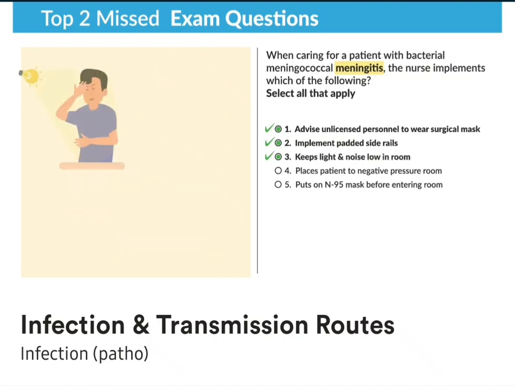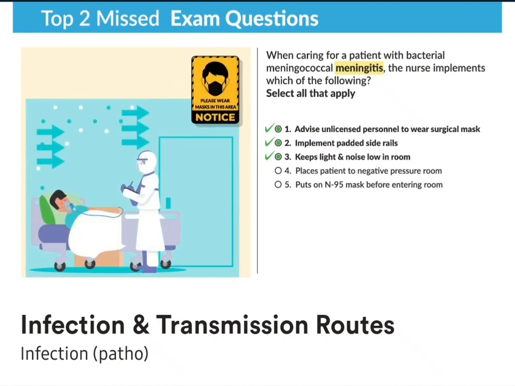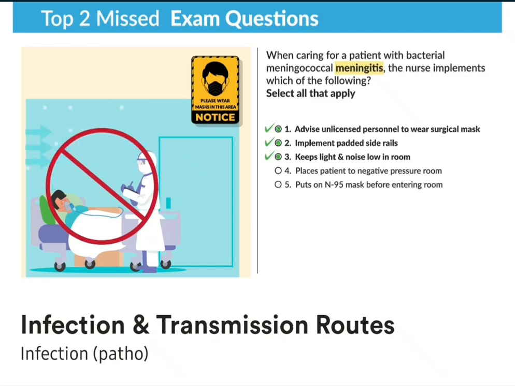Now option 3, keep the light and noise low in the room. Yes, once again, for that increased ICP risk. And option 4 and 5 are incorrect. Place the patient in a negative pressure room. No, this is only done for airborne and not for droplet.